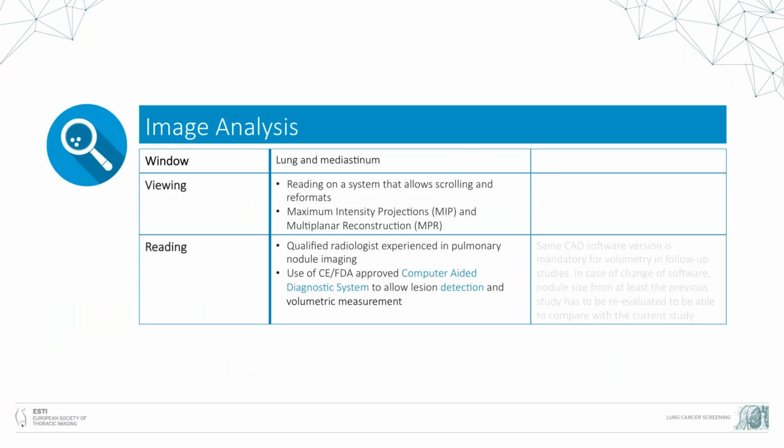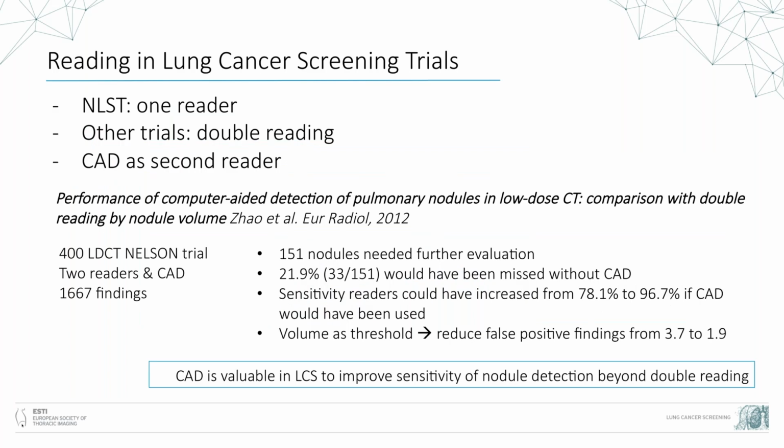So second point about the reading is the use of a CE or FDA-approved computer-aided diagnostic system to allow lesion detection and volumetric measurement. When we look into the screening trials, the NLST was the only trial with one reader, and then the other trials used double reading, at least in the beginning, and CAD was used as a second reader.